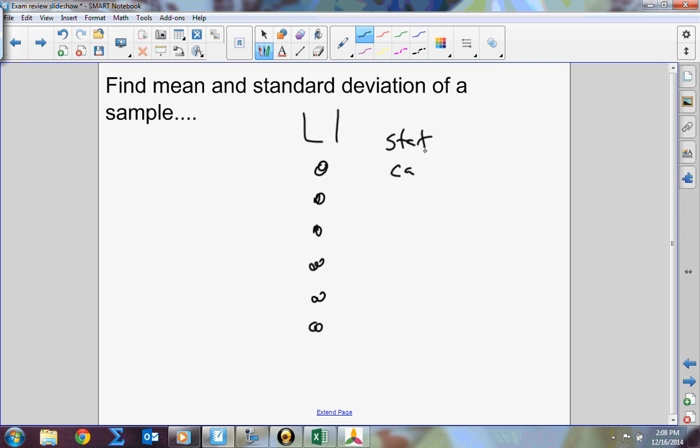Anyway, stat, calculate, 1-Var Stats, and I think it defaults to L1, but why don't you go ahead and put what list in there you want it to be, just in case, so that you're sure. And then you'll want to give x-bar and you'll want to give S.